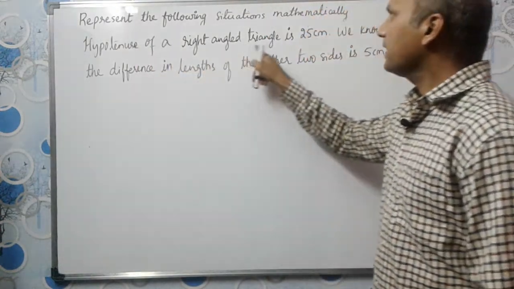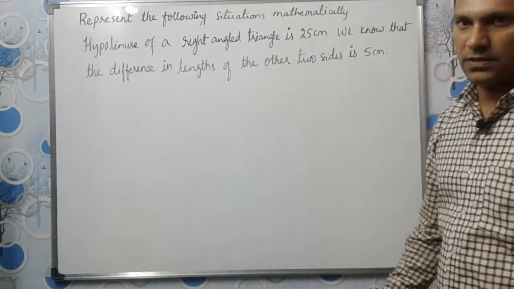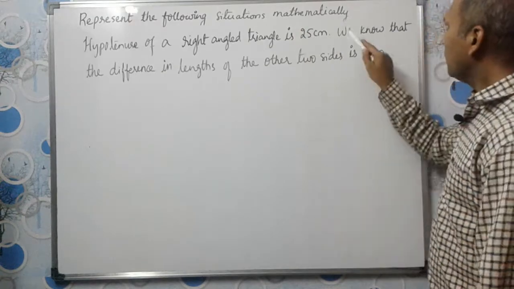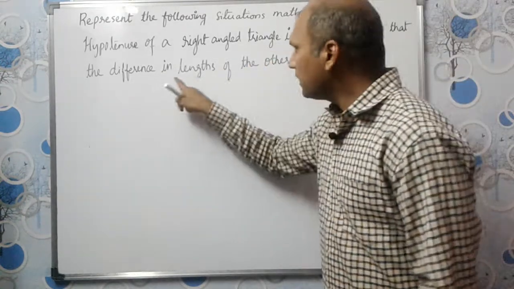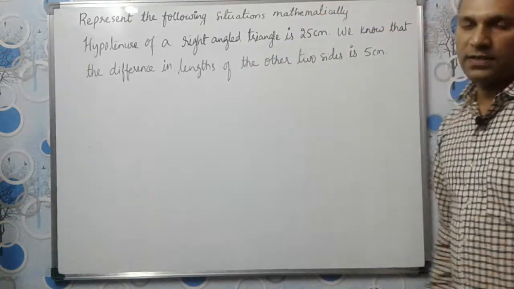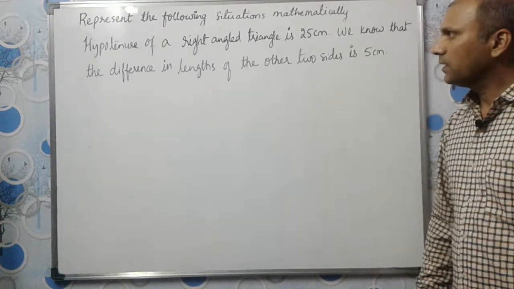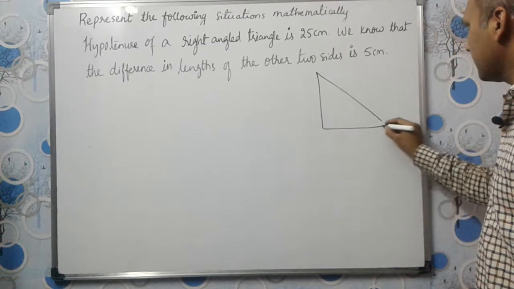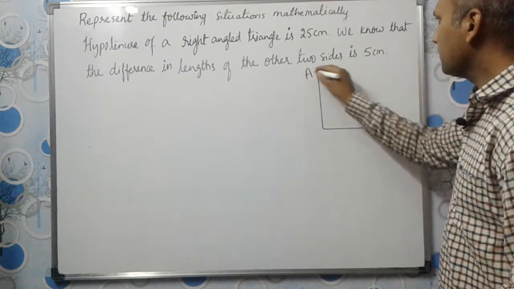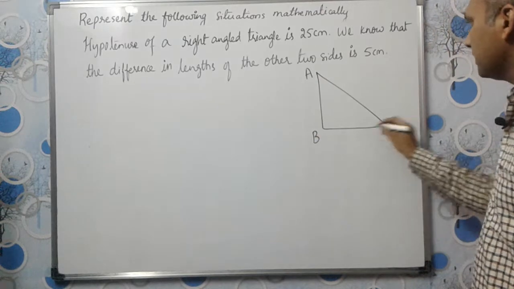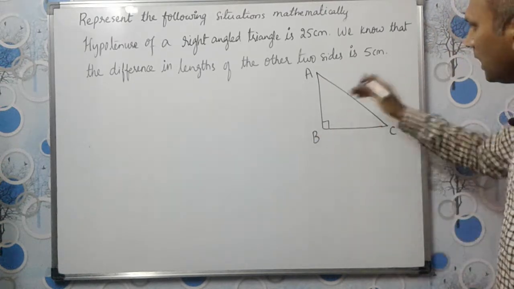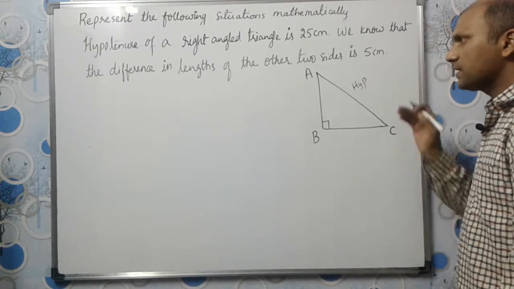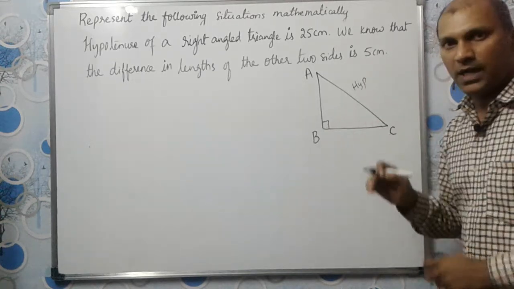The hypotenuse of a right angle triangle is 25 centimeters. So there is a right angle triangle, hypotenuse is 25. We know that the difference in the lengths of the other two sides is 5 centimeters. Okay, so let us draw a right angle triangle. Let us name this right angle triangle ABC. Right angle is at B, obviously, right? Now hypotenuse is this side AC. The longest side, or the side opposite to 90 degrees, will be the hypotenuse, right?